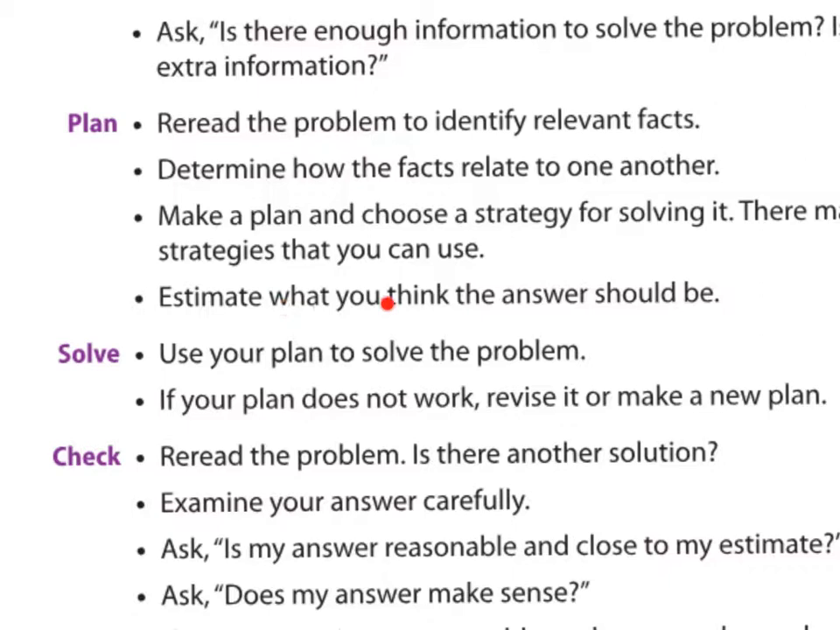Finally, estimate what you think the answer should be. So this is thinking ahead. You are thinking ahead about how many it should be. I thought about it when I rounded my numbers to 60 and 180. I already knew that it was going to be about 3 times larger. So I made an estimate.